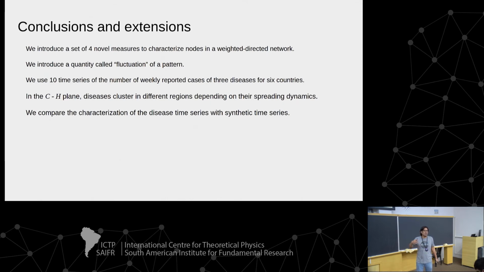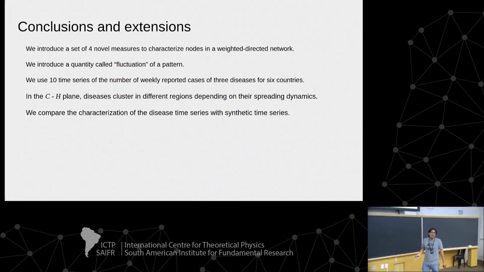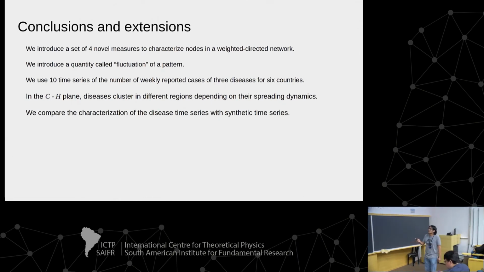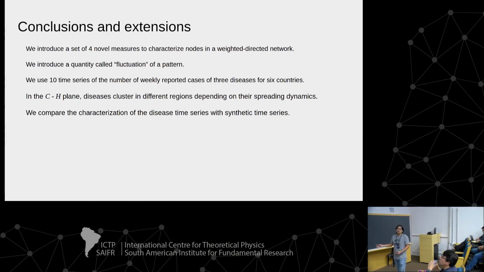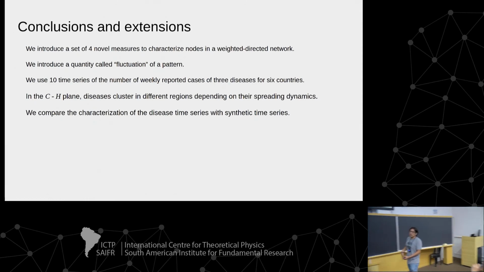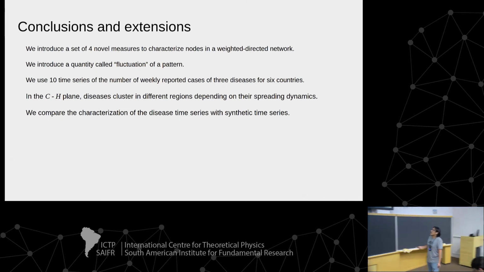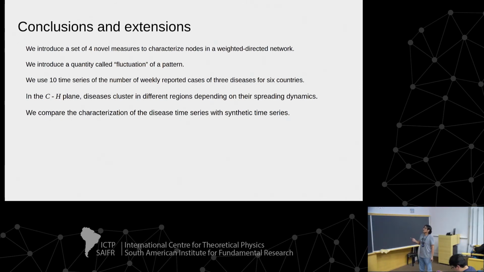We can introduce it in the characterization of any other time series, things that we are doing at this very moment. We also introduce a quantity called fluctuation of a pattern. Now we are trying to see if this fluctuation of the pattern is going to give us at least the same information as we get when we use the symbolic representation of the network, in order to see if this is an important measure that we are introducing.